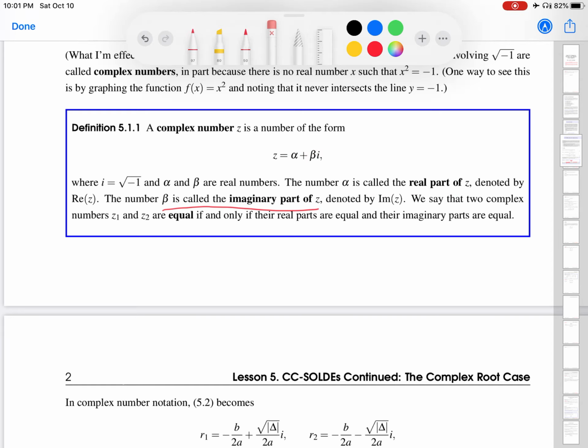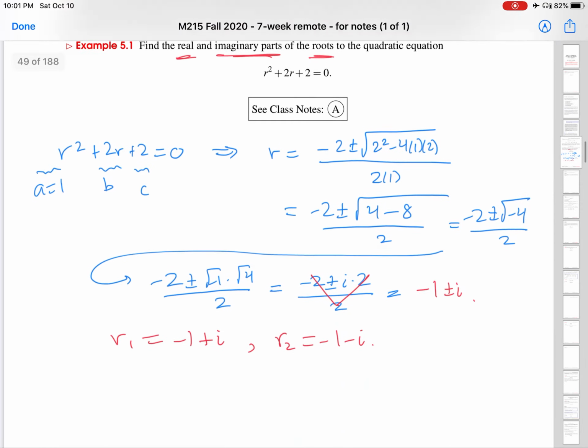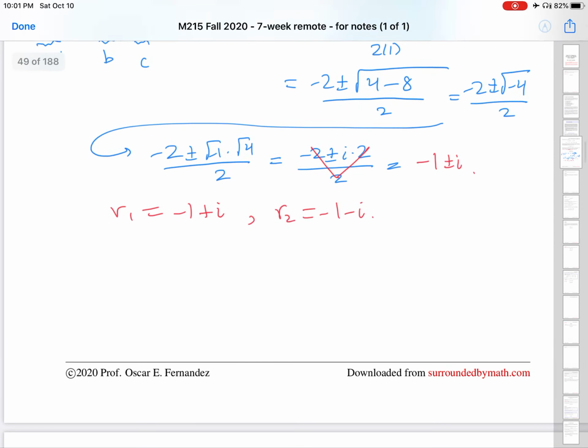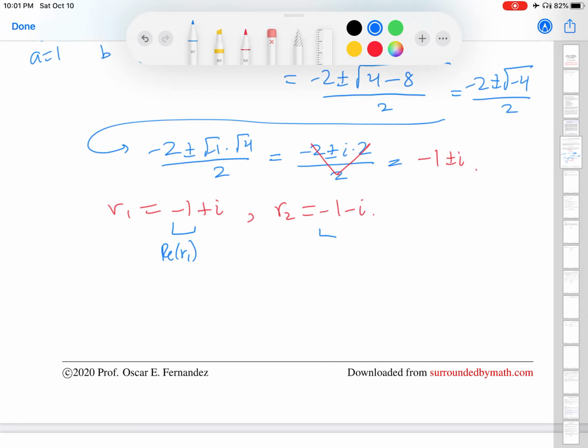Okay, so to pick those out, we need to go back to the complex number, and we need to figure out what part of these is just a real number, what part of these is multiplied by i. So this part here for r1, this is the real part of r1. It does not involve any imaginary numbers. Same thing for this here for r2. This is the real part of r2.